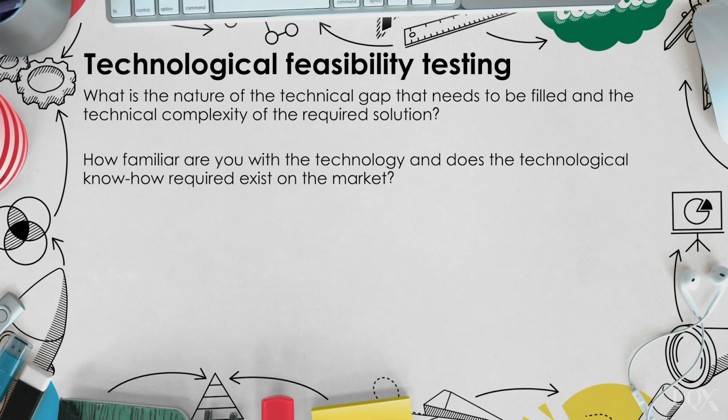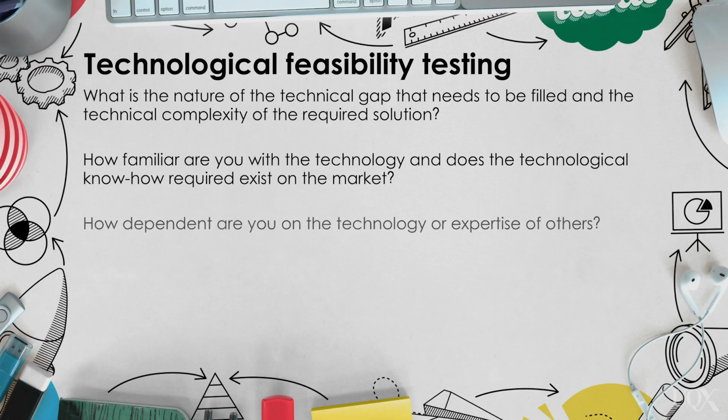How familiar are you with the technology, and does the technological know-how required exist on the market? This will have a negative impact on your ability to iterate fast and will increase costs if you need to obtain the required knowledge and skills. How dependent are you on the technology or expertise of others? Innovation mostly implies novel combinations of existing technologies. That said, it is important that you should have access to and control over the secret source of your innovation.